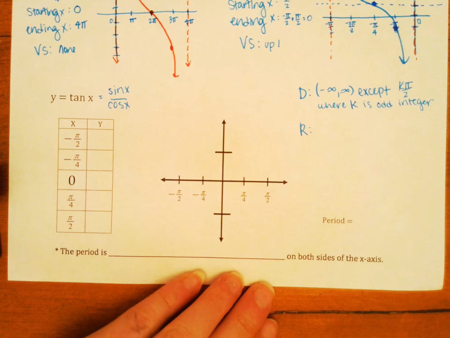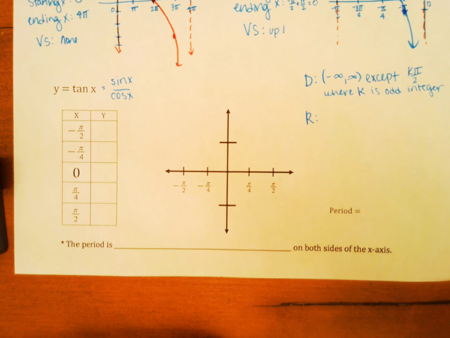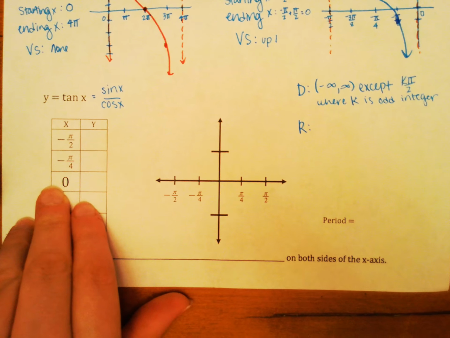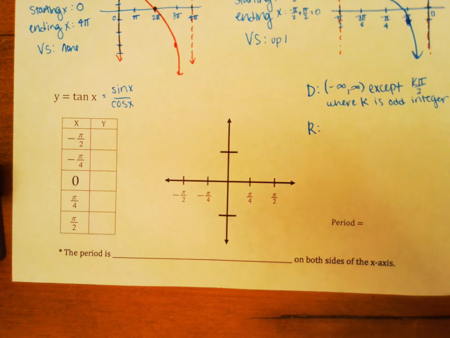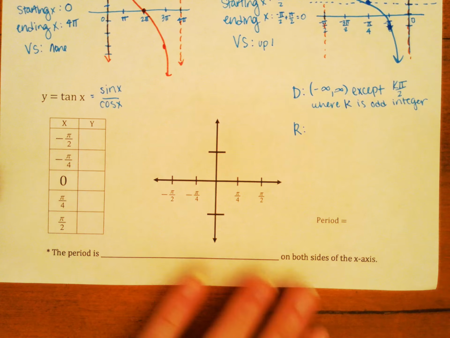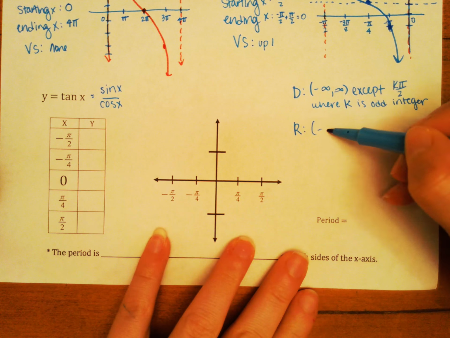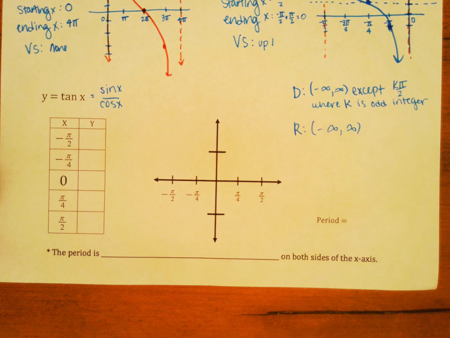We got to exclude those. It's a little blurry. That's a little bit better, maybe. Maybe not. Our range is actually the same as cotangent, and we're going to see that in a second. So negative infinity to infinity.